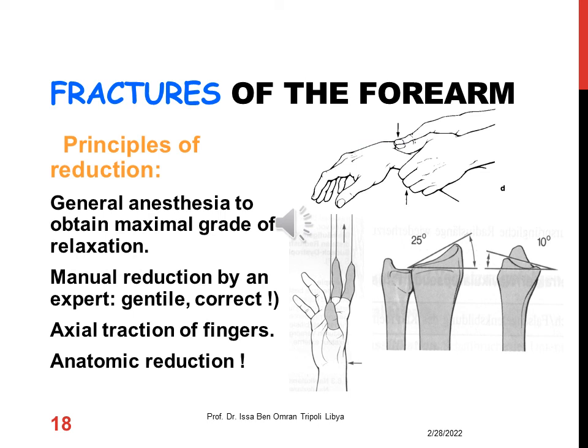Principles of reduction of Smith fracture: general anesthesia to obtain maximal relaxation of the patient, and manual reduction by an expert. It should be gentle and correct. Axial traction of the fingers, anatomic reduction and control by X-ray view.